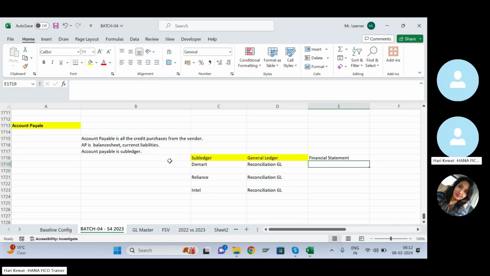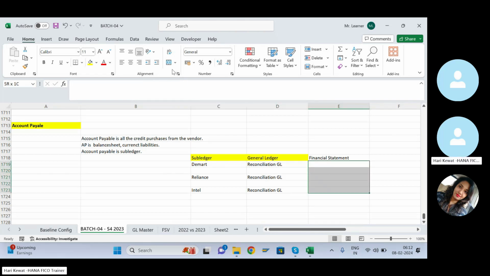In your financial statement, as I said, account payable is your balance sheet current liability. In the balance sheet, we don't show the sub ledger, we don't show DMart, Reliance, Intel. The reason being, there will be thousands of vendors, and we cannot show thousands of vendors in the balance sheet. What we show is the GL. Whatever GL balance is there, that balance goes into the balance sheet.